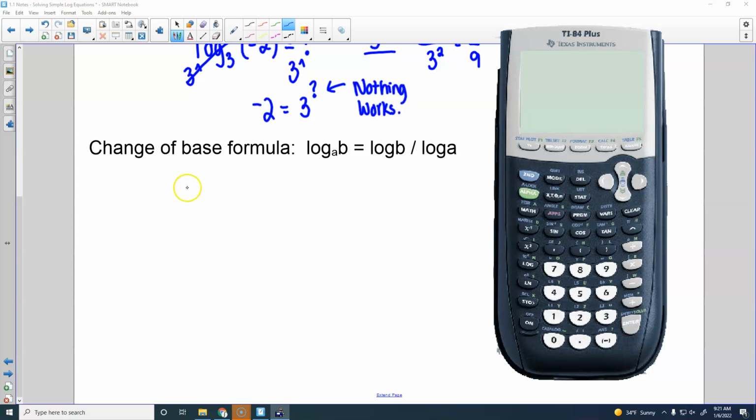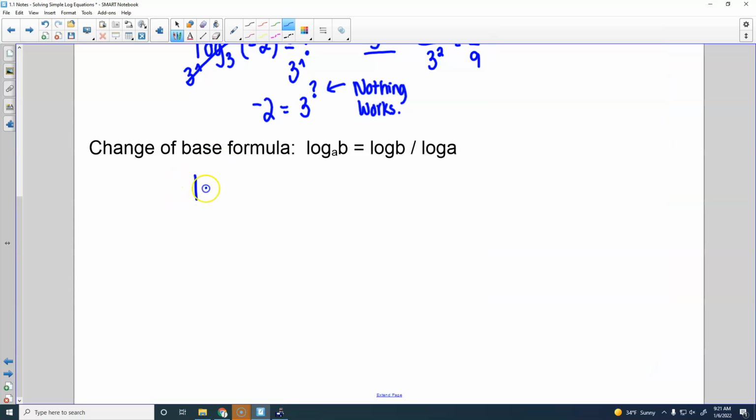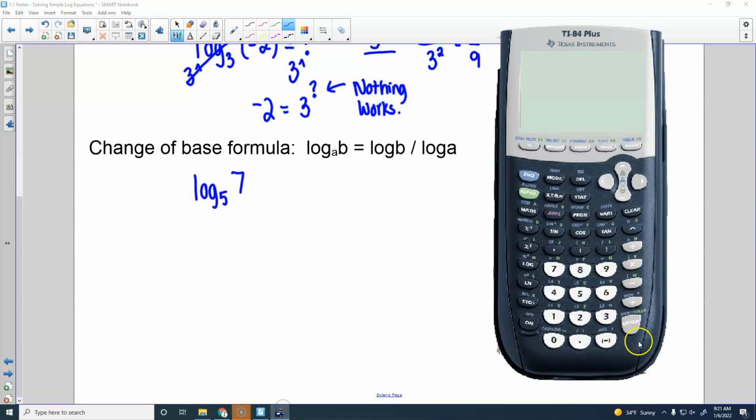So if I'm trying to do something like log base 5 of 7, right? If you have the older calculators, without going to math and going through a bunch of menus and all kinds of stuff, there's no way to do it.